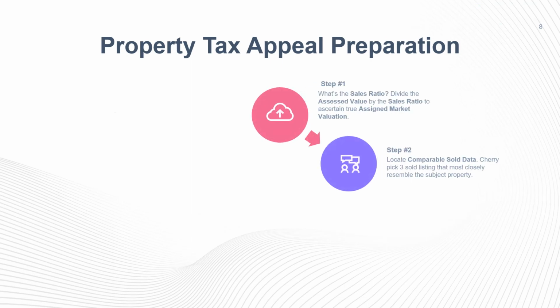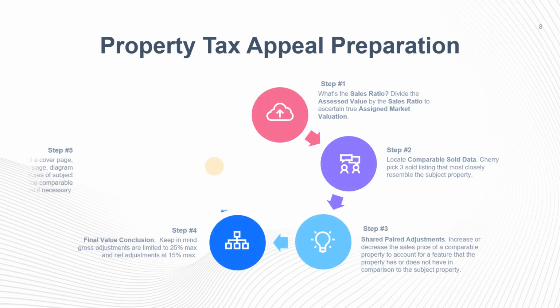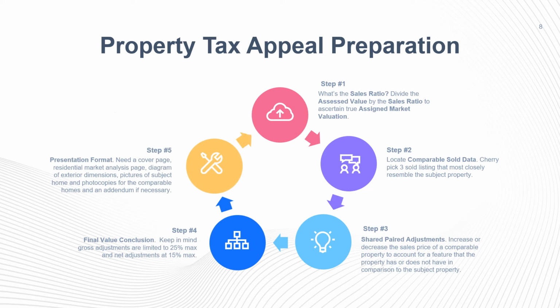So this is a review of our property tax appeal preparation forms. There are 5 of them. The first step is to find out what the sales ratio is. And what you want to do is divide the assessed value, that's the value that the property tax assessor has given, by the sales ratio to ascertain the true assigned market valuation.